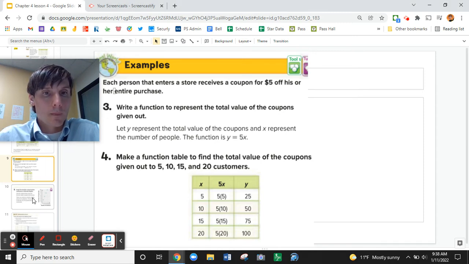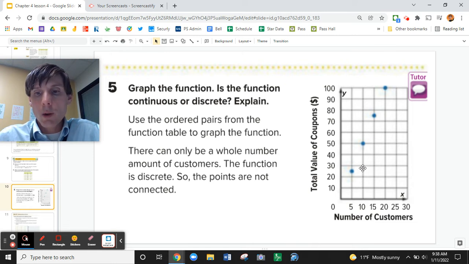Okay, all right. Once we have that, we can graph it as we see here. So we got 5 over 25, right? 10 over 50.